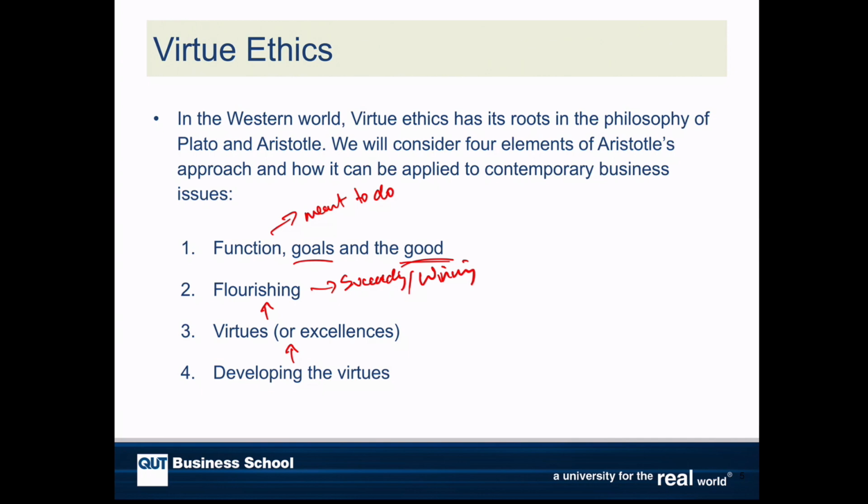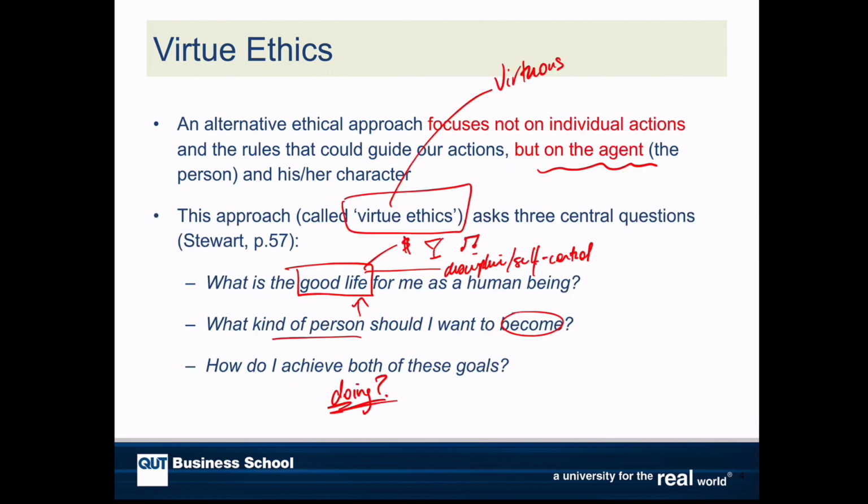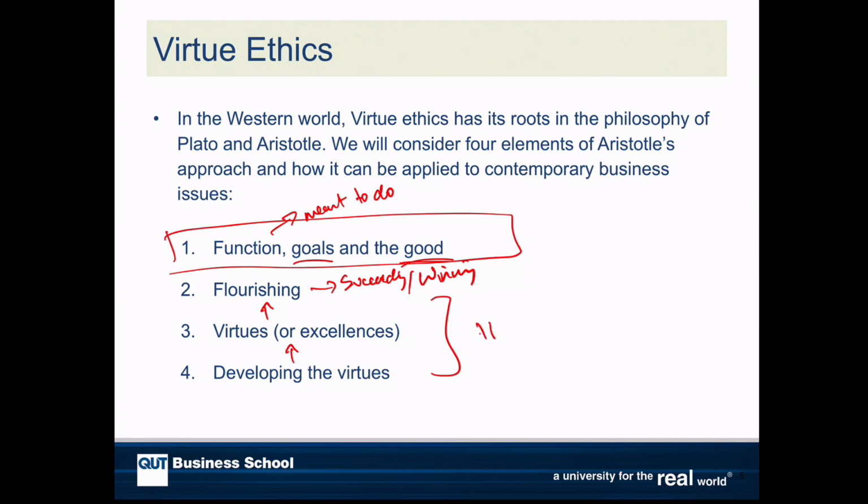So hopefully you can see these are related to the three questions, right? We have some foundational knowledge that we need. We need to understand the concepts of function, goals, and the good. Then we need to work out what is leading a good life, what is flourishing. Then we need to understand what virtues or excellences will allow us to flourish, and then how do we develop those virtues? They answer those three key questions that we had on the last slide.